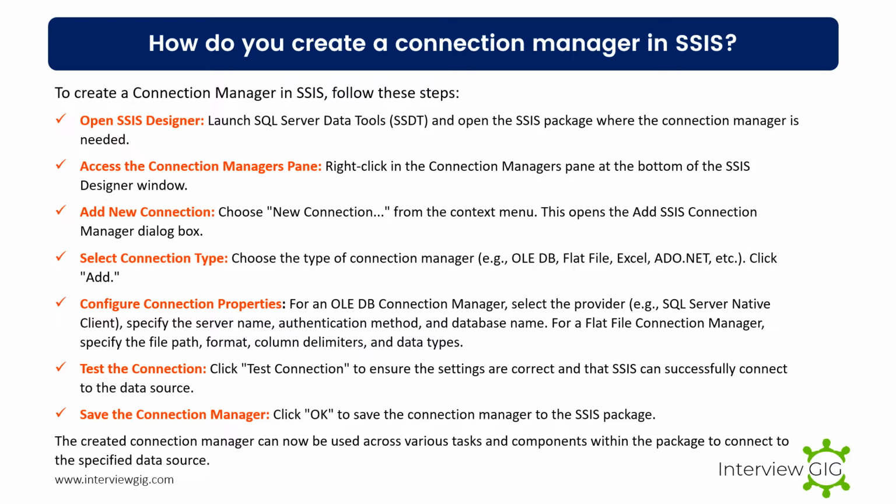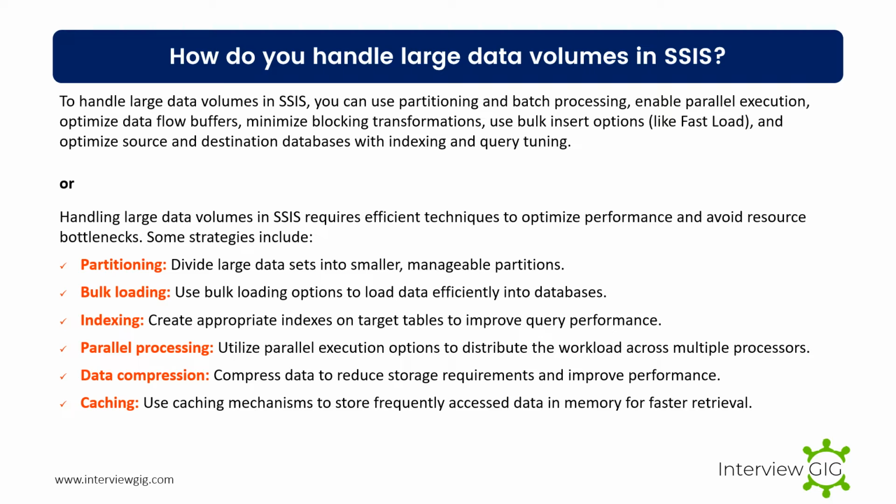Configure connection properties. 1. For an OLEDB connection manager, select the provider, specify the server name, authentication method, and database name. 2. For a flat file connection manager, specify the file path, format, column delimiters, and data types. Test the connection: click Test Connection to ensure the settings are correct and that SSIS can successfully connect to the data source. Save the connection manager: click OK to save the connection manager to the SSIS package. The created connection manager can now be used across various tasks and components within the package to connect to the specified data source.